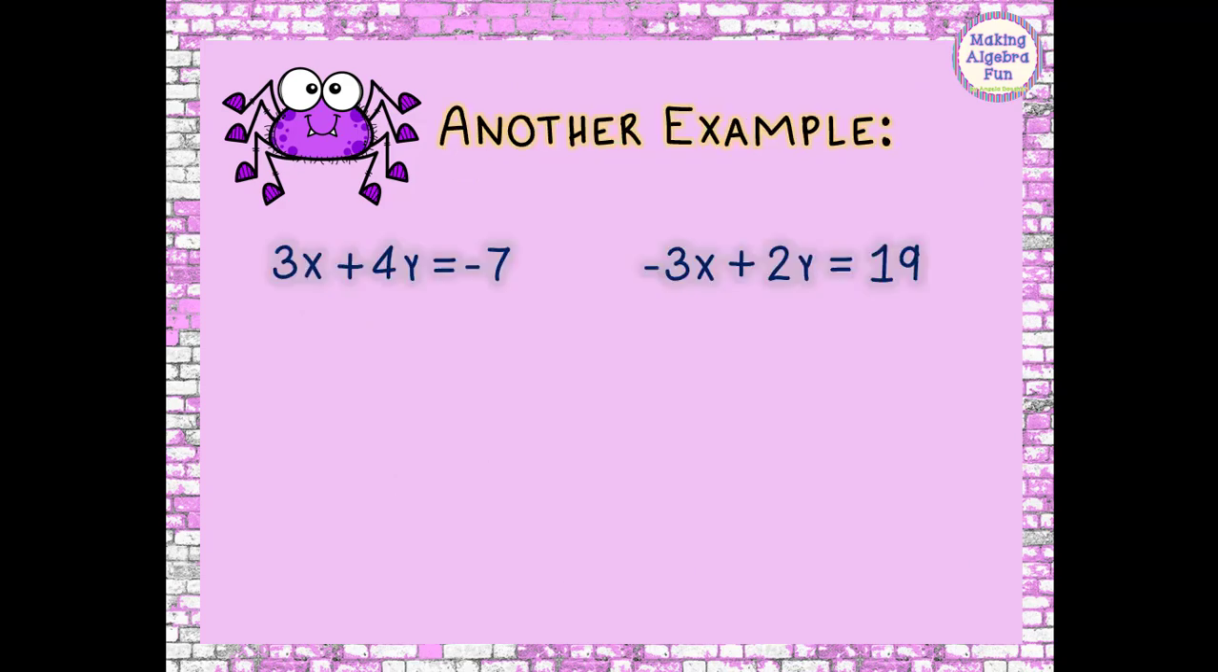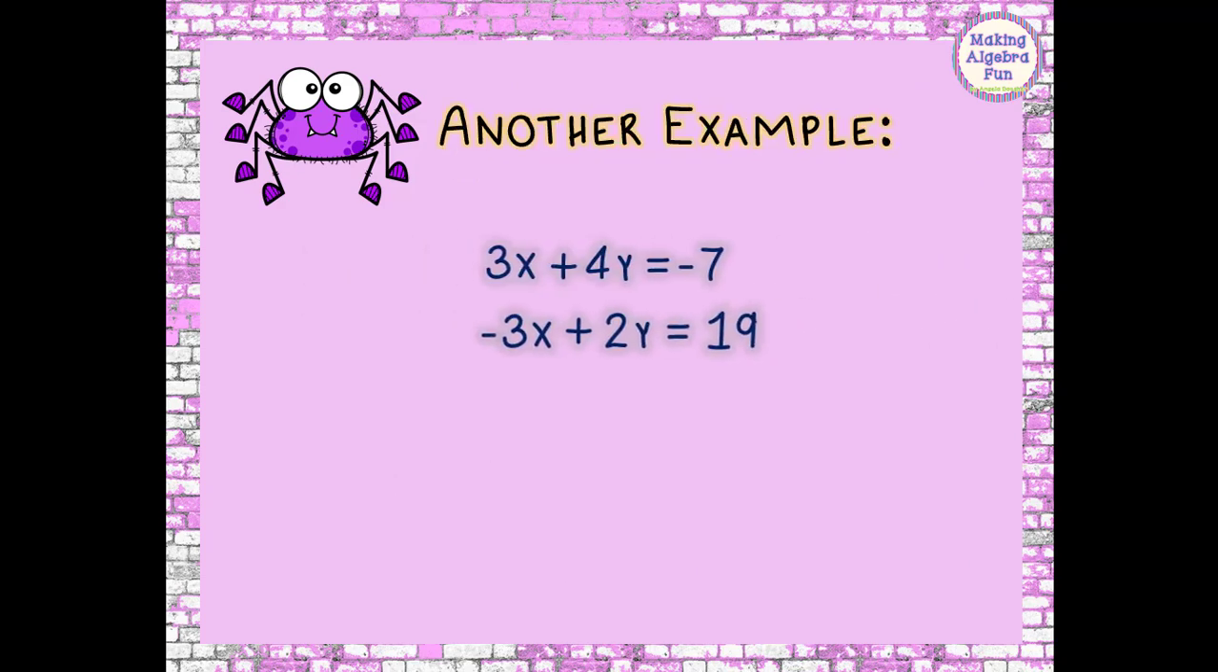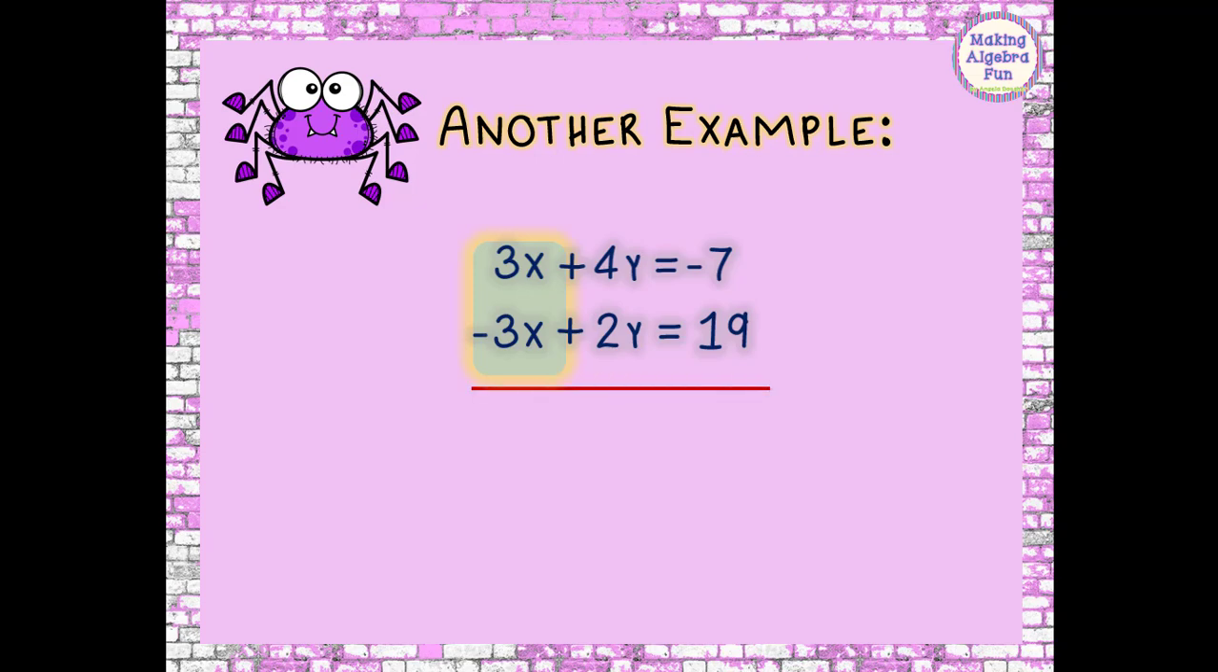Now here's another example. Always stack the equations and line them up. Always make sure that the x's, the y's, the equal sign, the numbers are all lined up. And if that's the case, then you're ready to go with elimination. Now what we'll pay attention to here is the x's. You can see that the 3x and the negative 3x are going to cancel if we add these together. So let's go ahead and do that.